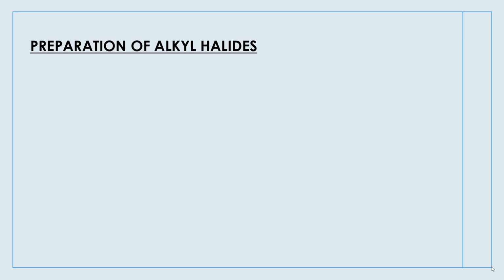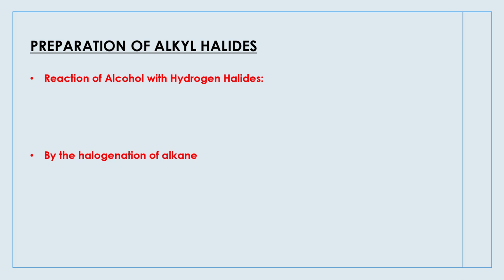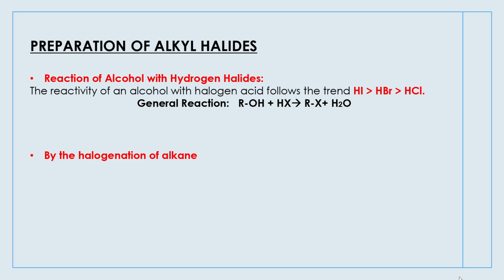Talking about the preparation of alkyl halides, how these can be prepared. In our course we have 2 preparations for the alkyl halide, and further ones will be discussed as well: the reaction of alcohol with the hydrogen halides, and the halogenation of alkane. For the first one, keep in mind the reactivity trend of the hydrogen halides with alcohol. You might get this in your multiple choice question. Hydrogen iodide is the most reactive and the reactivity decreases down to chloride.